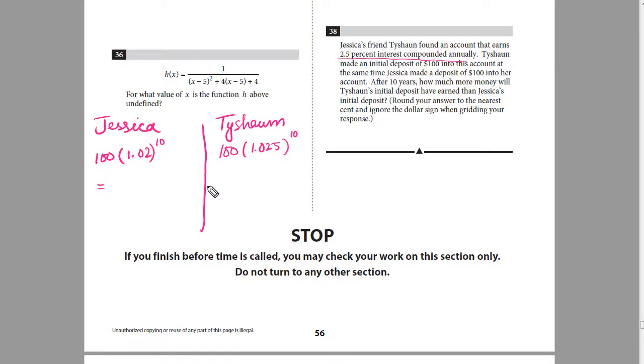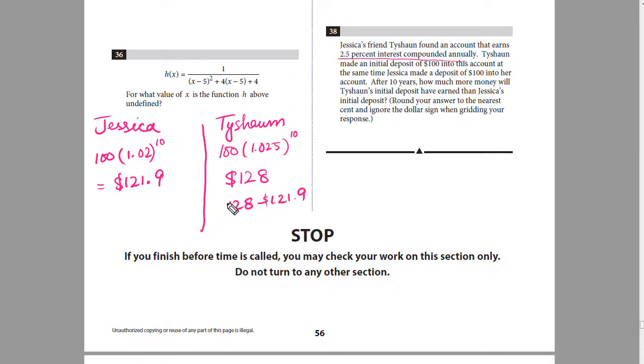Now the total money that Jessica has earned, I'll find it from the calculator. So 100 times 1.02 to the power of 10, that would be $121.9. And for Tyshawn, that would be $128. So now the difference between them would be 128 minus 121.9. So the difference would be 6.11. So Tyshawn has earned 6.11 more dollars than Jessica.